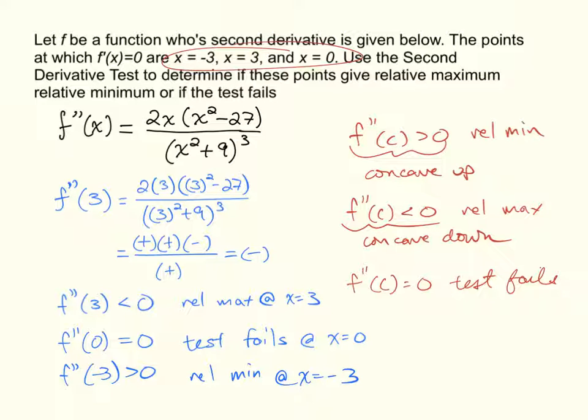So given the information that we have, this second derivative and the critical values, all we can say is that there's a relative max at x equals 3. The test fails at x equals 0, so you'll have to go back, if given more information, to use the first derivative test to see if that's a max or a min. And there's a relative minimum at x equals negative 3.